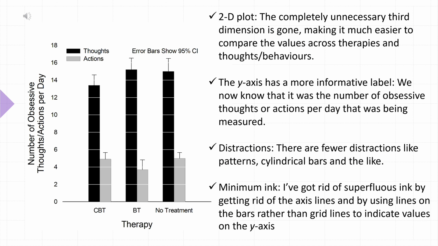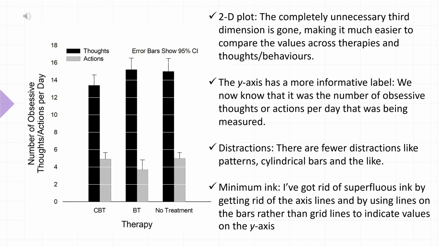Textbook answers. 1. 2D plot. The unnecessary third dimension is gone. Comparing treatments and behaviors is much easier. 2. Informative y-axis. The label now states the measure clearly, for example, number of obsessions per day. 3. Fewer visual distractions. Patterns and 3D shapes are removed.